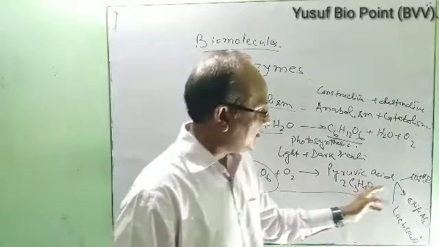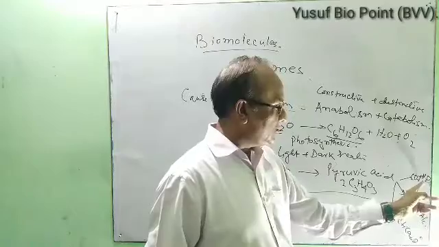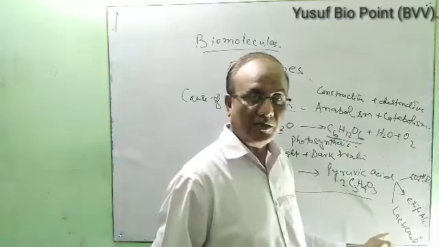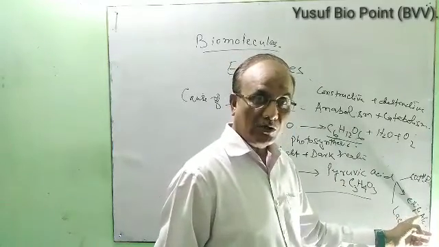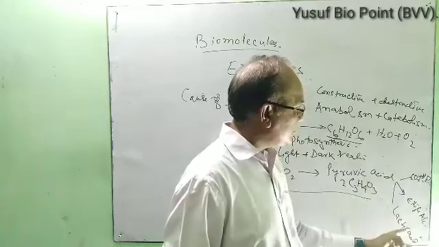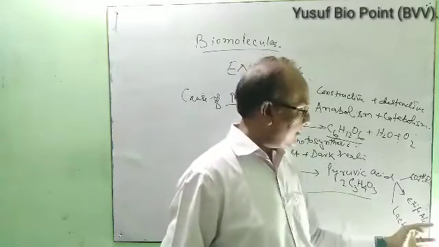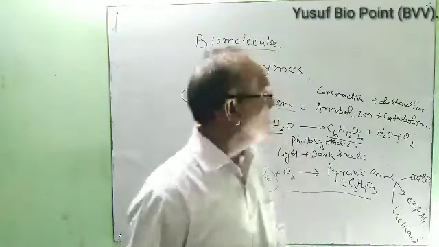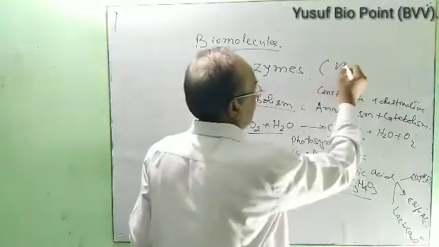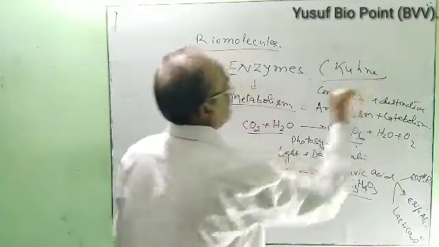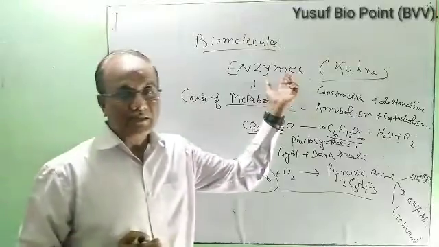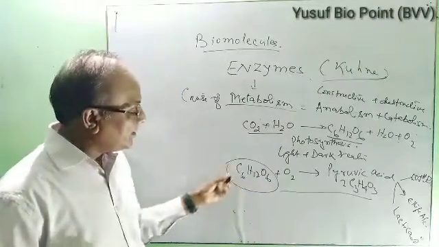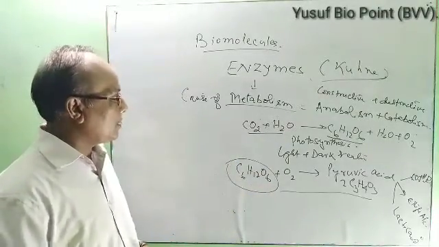From pyruvic acid, in presence of oxygen, that will change to CO2 and H2O, and in absence or lack of oxygen, it forms ethyl alcohol or lactic acid. This takes place in yeast, and lactic acid formation takes place in the muscles. Here the enzyme is zymase, the first enzyme was extracted from yeast, and the word enzyme was given by Kuhn. Understand? So this is about enzymatic action.